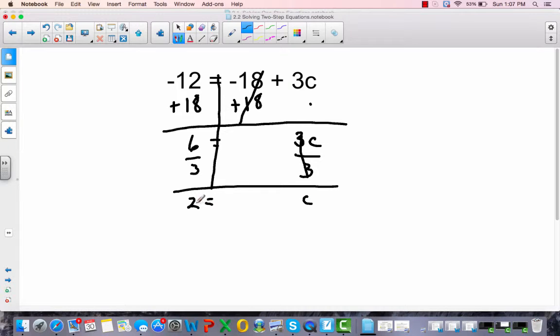So c equals 2, and we check our answer. Negative 12 equals negative 18 plus 3 times 2. So negative 12 equals negative 18 plus 6. And there we got it. Negative 12 equals negative 12.